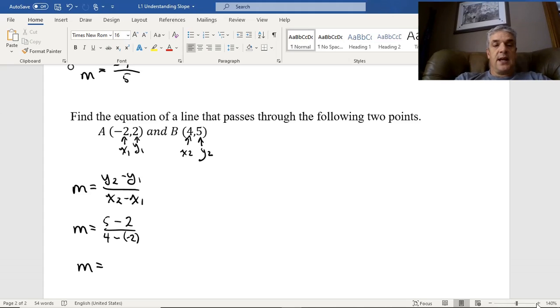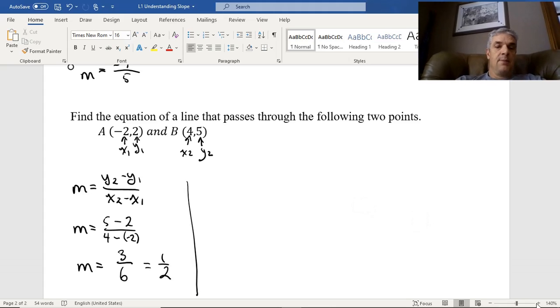Two negatives makes a positive, so this is going to be 3 on the top, 5 minus 2, and then 4 minus 2 is actually going to be 6. Okay, and most students will quickly realize that that's going to simplify to 1/2. Okay, so how do I find the equation of a line given this? Okay, so we've done the part up above that made sense. Now this is the new part that I'm going to add into this.